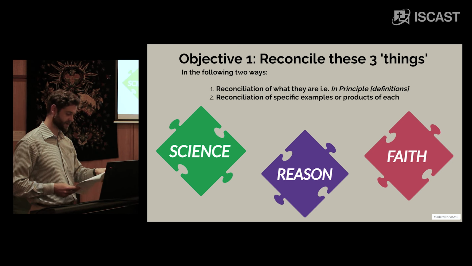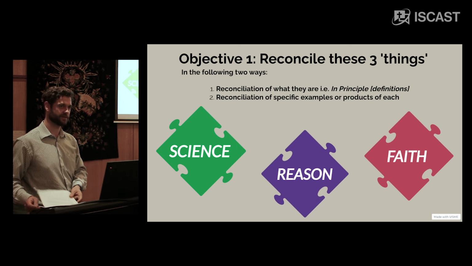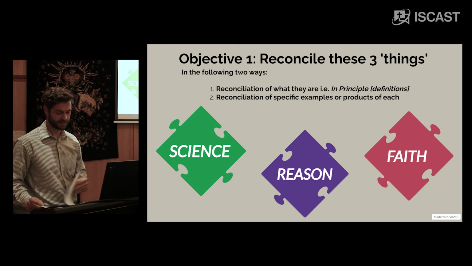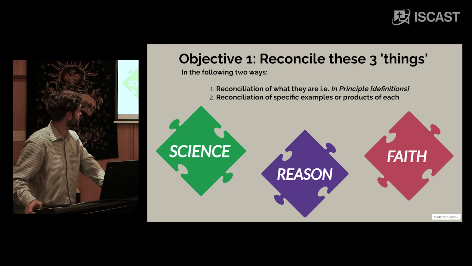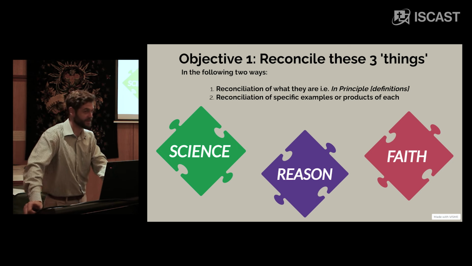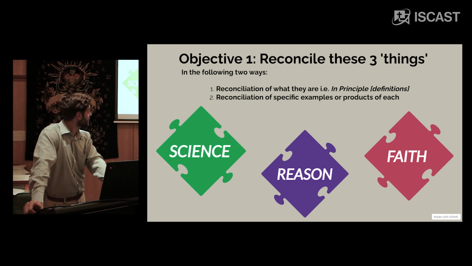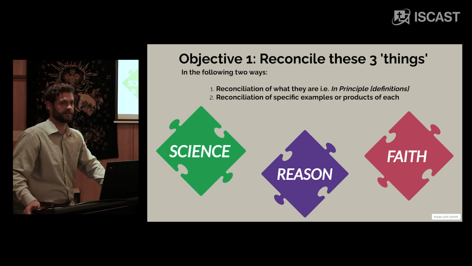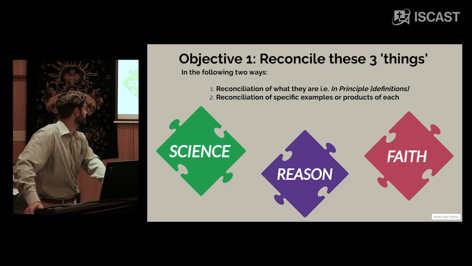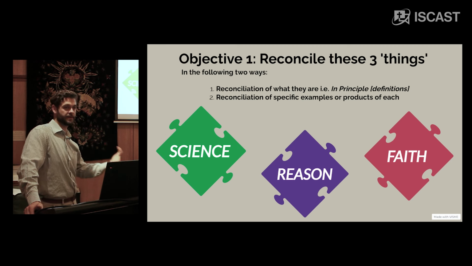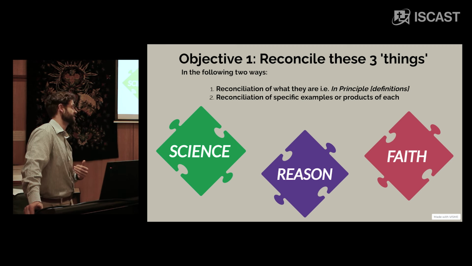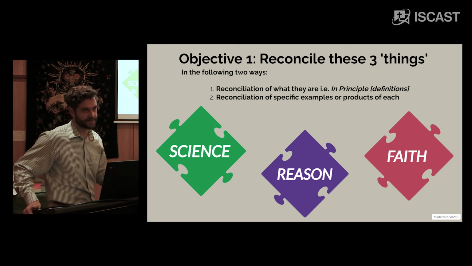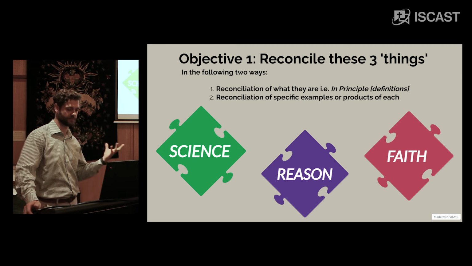Maybe if we have time at the end, we can go through some historical examples, which I didn't go through, if people are interested in that. So the two ways that we're going to try and reconcile these three things are, in principle, i.e. what they are: what is faith, what is reason, what is science. And then the second way is, perhaps it's not what they are, but the contents inside their field. So specific scientific hypotheses or theories or claims versus specific religious claims, and also this whole idea of faith. What even is it?